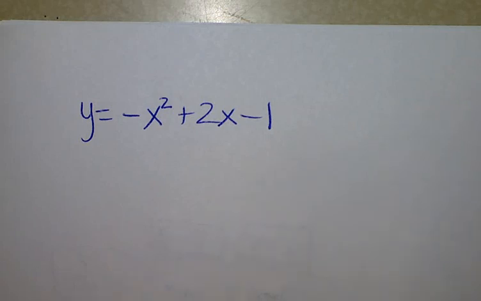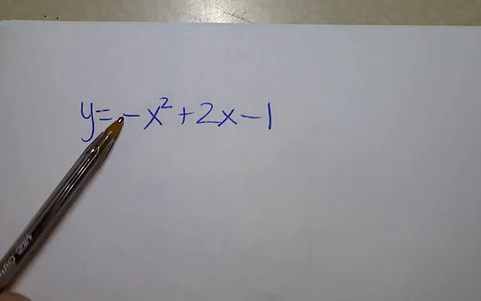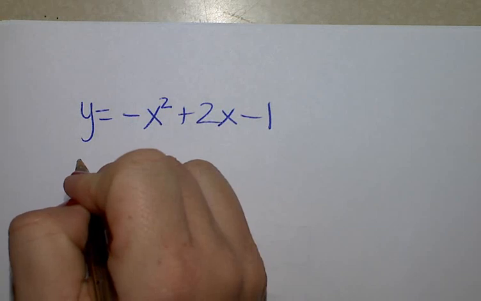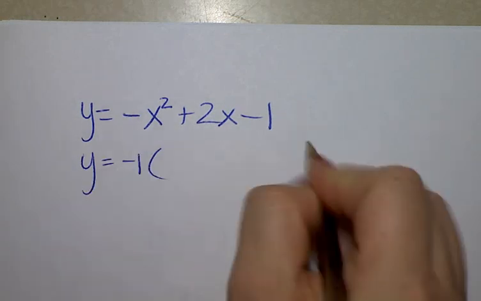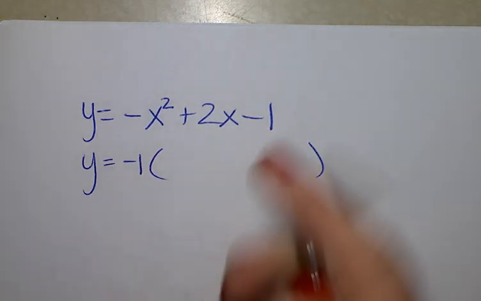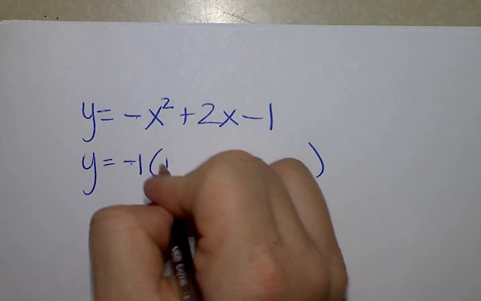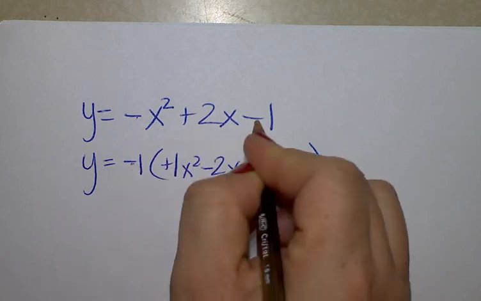Although there is nothing wrong with using a negative, some students prefer not to use that. So I'm one of those people. I prefer to factor out this -1. When you factor out a -1 out of this trinomial, it just changes the signs. Negative divided by negative is a positive, positive divided by negative is a negative, and a negative divided by negative is a positive.